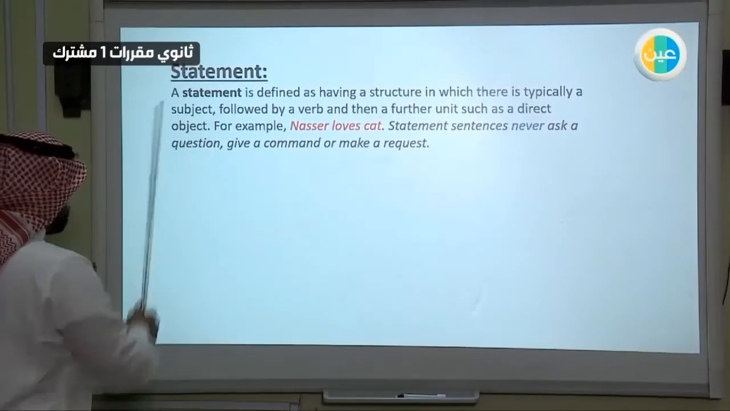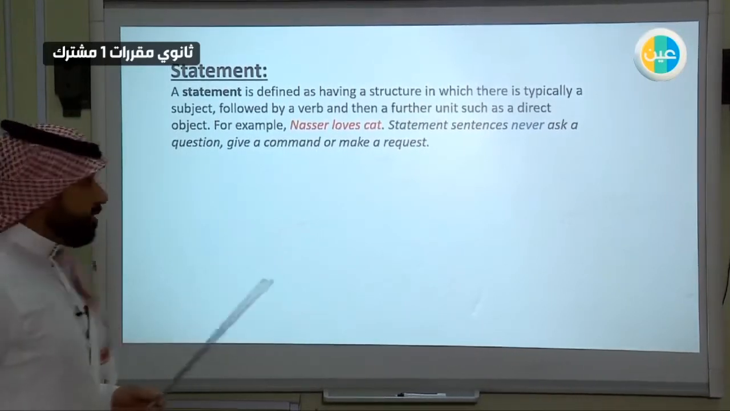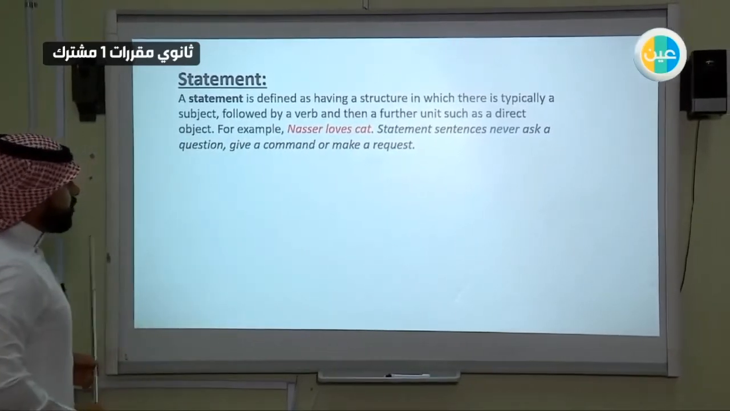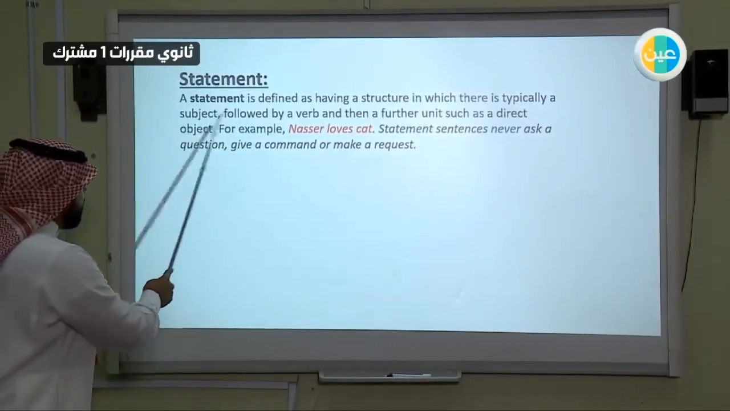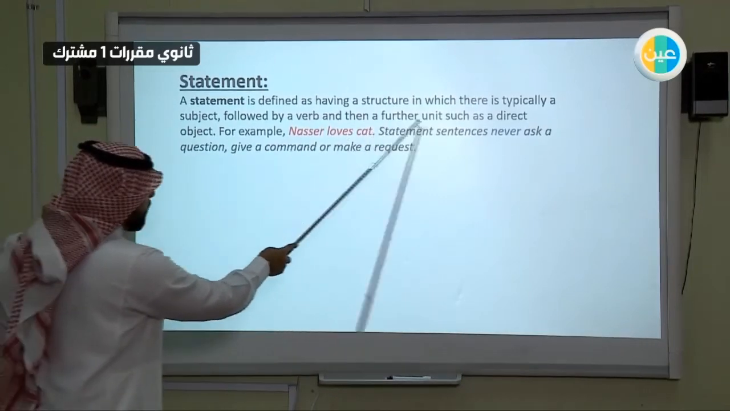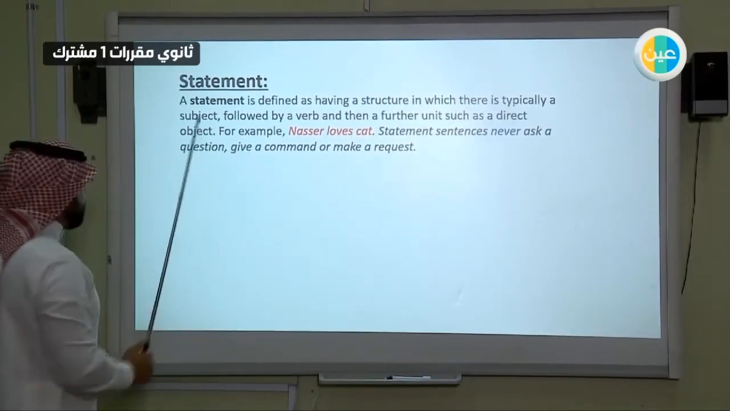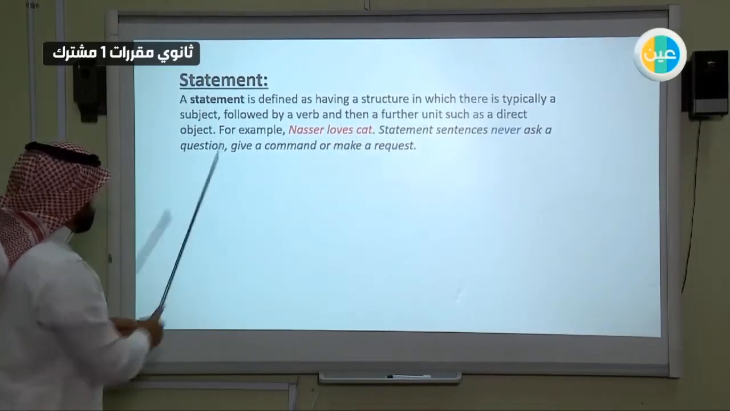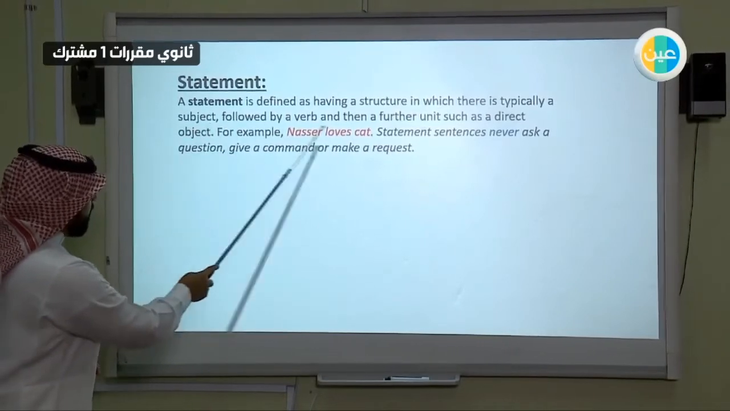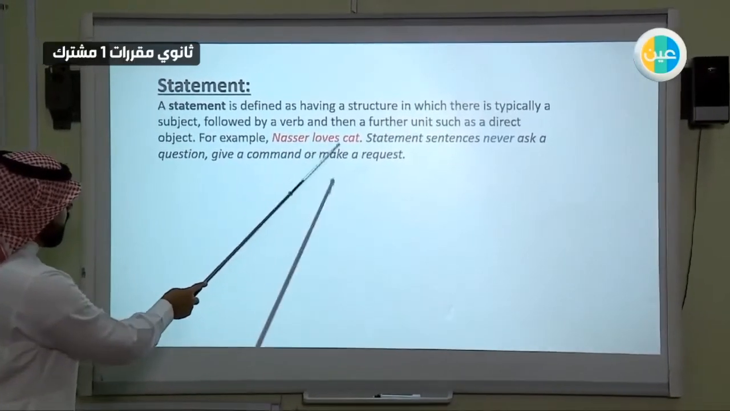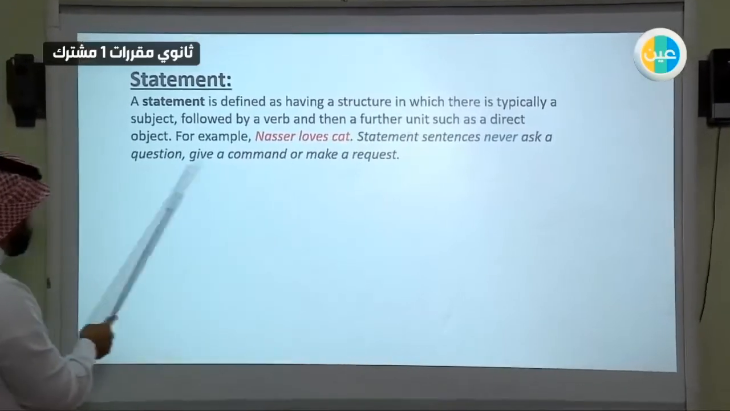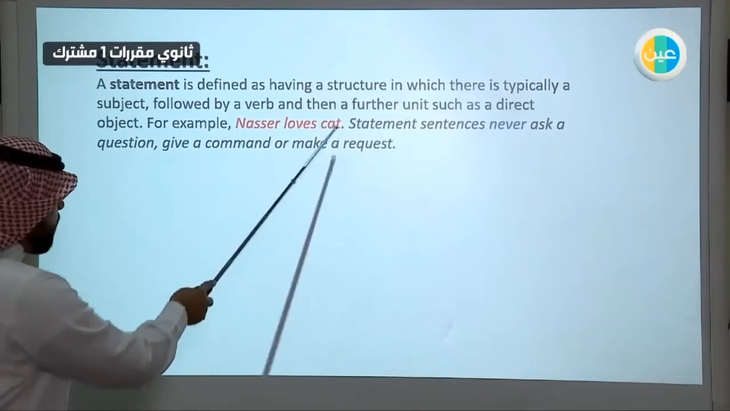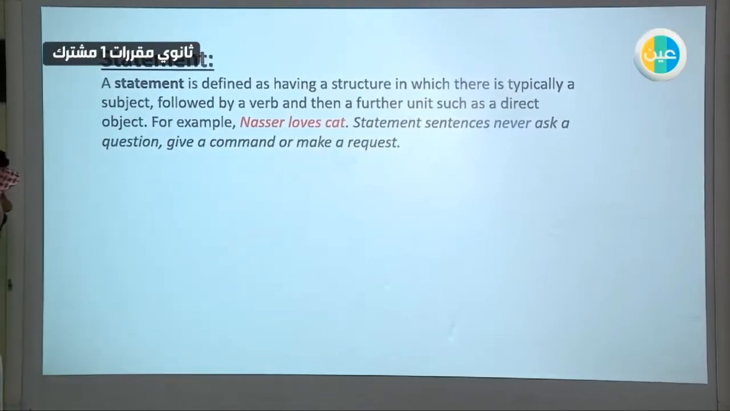First, let's take the meaning of statement. What is the meaning of statement? A statement is defined as having a structure in which there is typically a subject followed by a verb and then a further unit, such as a direct object. For example, Nasser loves cat. Nasser is the subject, the verb here is loves, and then the direct object is cat. A statement always ends with a period or full stop.